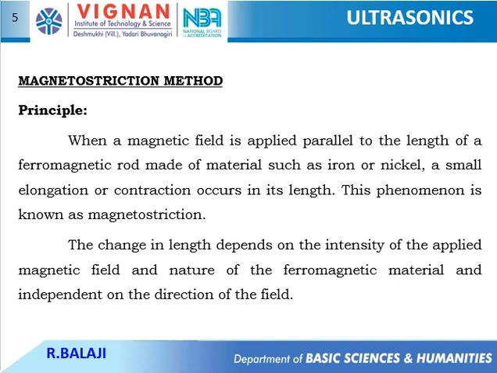So, in the magnetostriction method, the principle is when a magnetic field is applied parallel to the length of a ferromagnetic rod made of materials such as iron or nickel, a small elongation or contraction occurs in its length. This phenomenon is known as magnetostriction. The change in length depends on the intensity of the applied magnetic field and the nature of the magnetic material, and it is independent of the direction of the field. This is the principle of magnetostriction method.